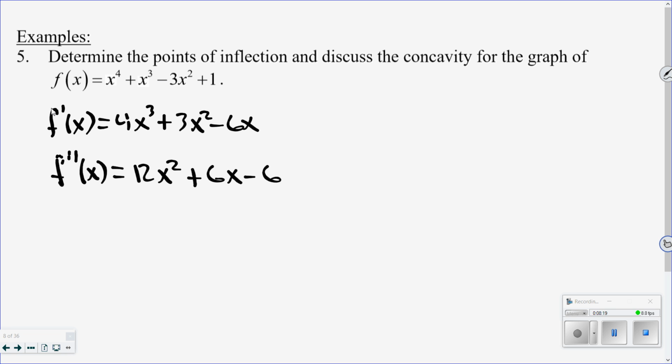Now, just like we did with the first derivative, but now with the second derivative, we want to find our critical numbers. To find the critical numbers, we're going to find out when the second derivative is undefined. If you look at this one, the second derivative is never undefined. That's a polynomial, so we don't have to worry about that. Second derivative is never undefined.